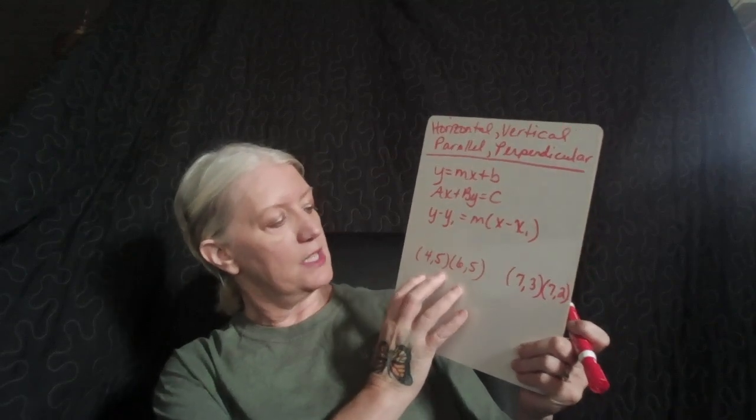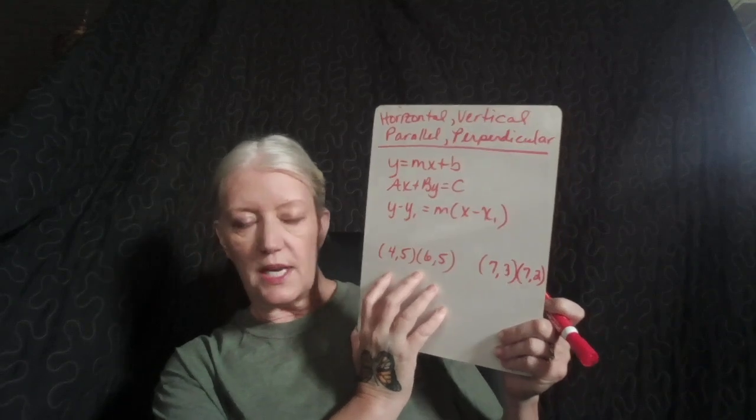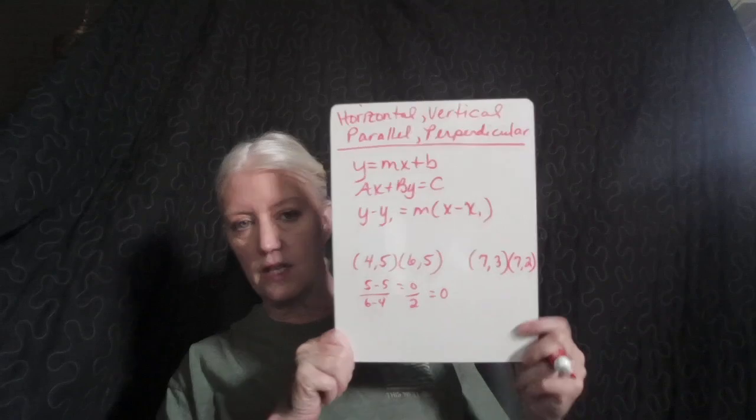Okay, here's a set of points, (4, 5) and (6, 5). And first, we are going to find the slope like we always do. So we do y minus y over x minus x. That's 5 minus 5 over 6 minus 4. That's 0 over 2, and that's 0. Okay, well, we could deal with the slope of 0.